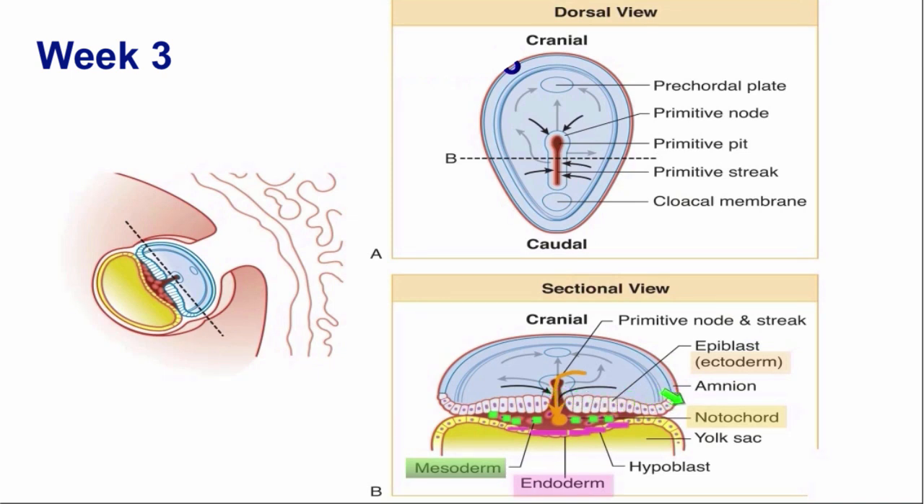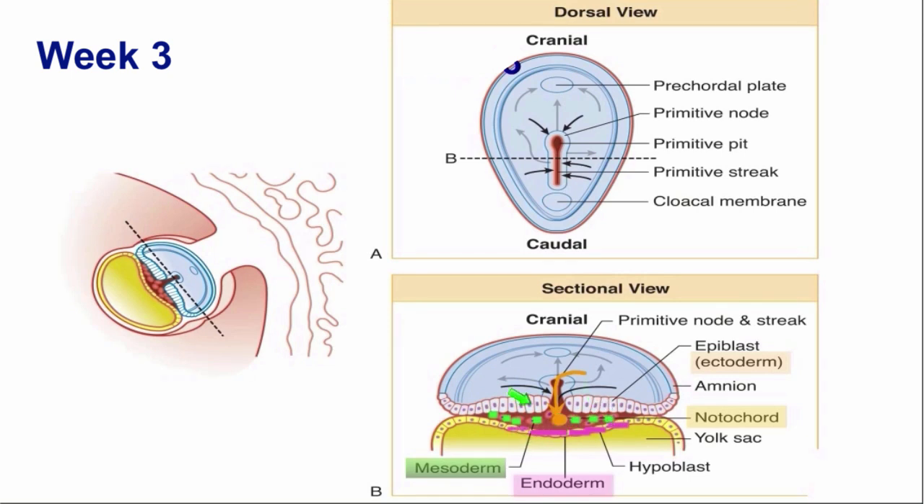So we now have all of the germ layers of an embryo. We have ectoderm, mesoderm, notochord, and endoderm. And as we said, all of them came from the epiblast, because all of the hypoblast cells die off. So we have all of the germ layer cells that we need to go on to form the embryo.